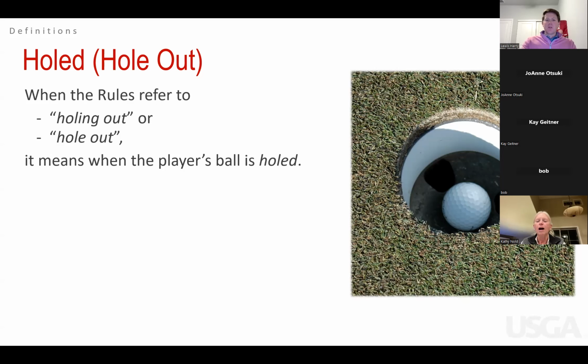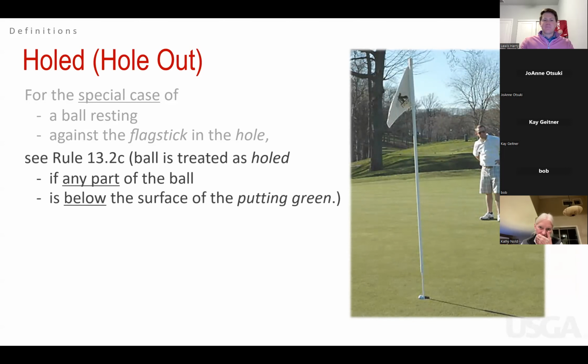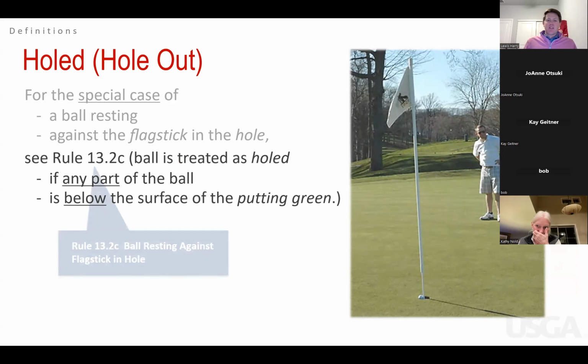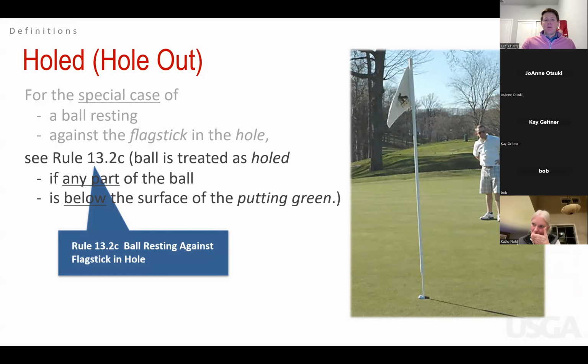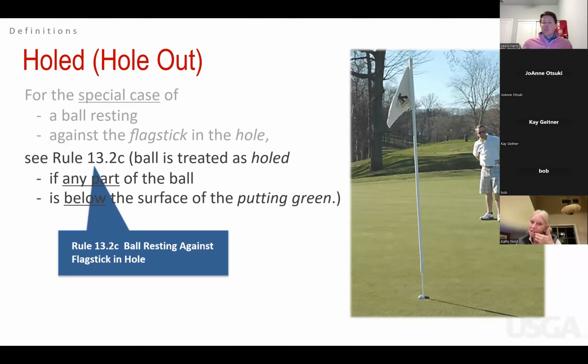The rules refer to holing out or holed. That's when the player's ball has been holed. We have a special case of the ball resting against the flagstick. As of 2019, we can leave the flagstick in the hole while making strokes from the putting green. We now have this special case of a ball resting against the flagstick in the hole. Sometimes that ball might not be fully submerged beneath the surface of the putting green, like we saw in the previous slide. When any part of that ball is below the surface of the putting green, we're going to treat it as being holed.